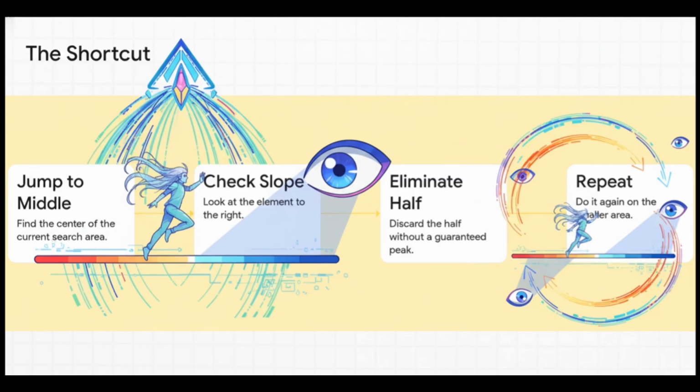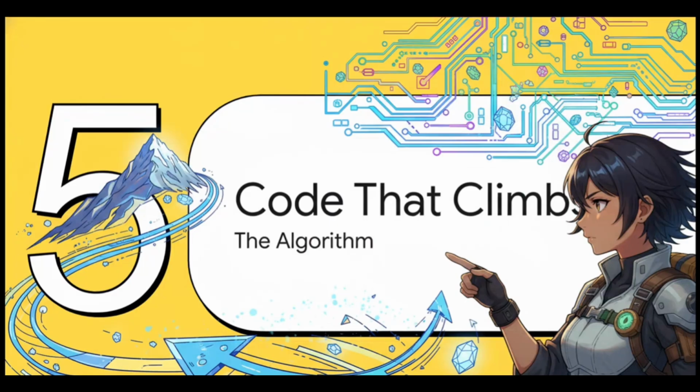And that one simple insight gives us our whole new strategy. It's this awesome loop. First, you jump to the middle of whatever area you're searching. Second, you look at the slope to your right. Third, you chop off the half of the range where you know a peak can't be. And then, you just do it again on the smaller piece that's left. Jump to its middle, look, and cut it in half again. Over and over. This strategy is genius, right? It's powerful, it's elegant, and it is blazing fast.